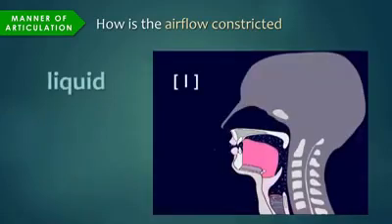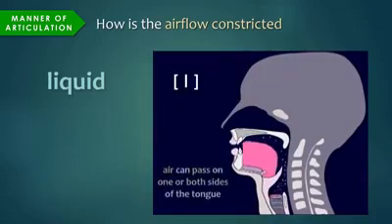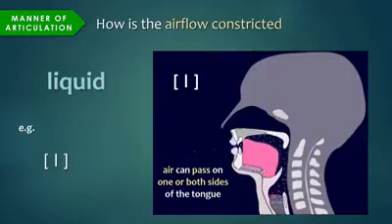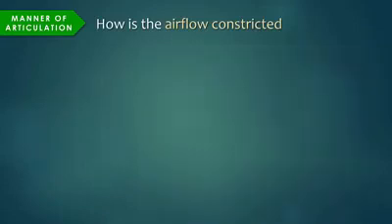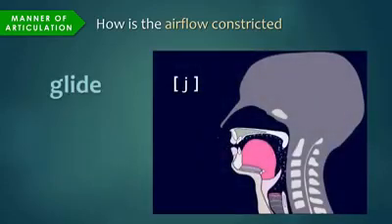Liquid sounds are produced by allowing air to pass by one or both sides of the tongue, and the tongue itself can move a lot to shape the sound, such as l, r. Glide sounds are produced with very little constriction of airflow, so little, in fact, that they are often referred to as semivowels, such as w, y.